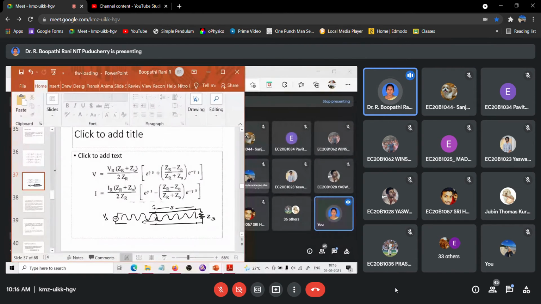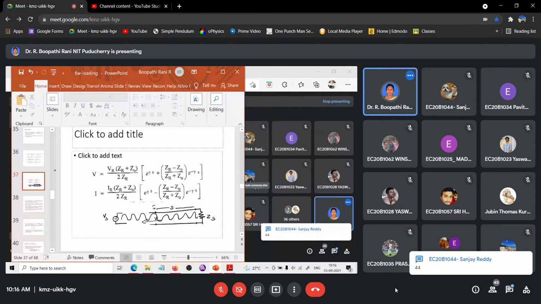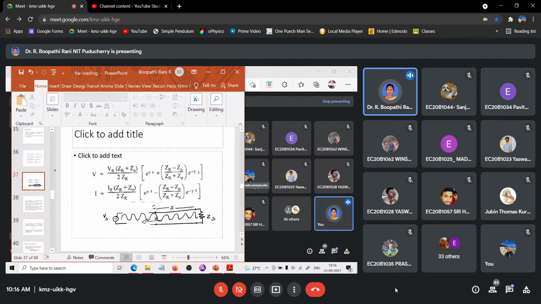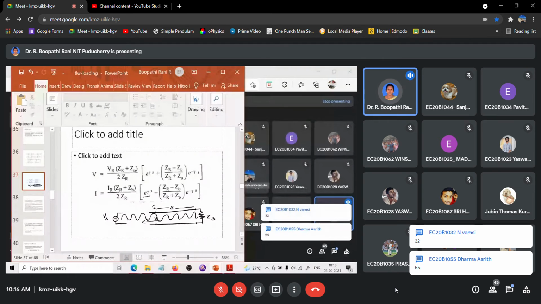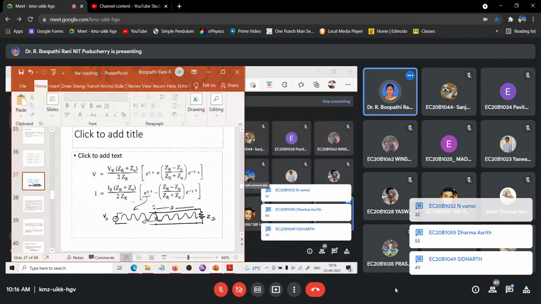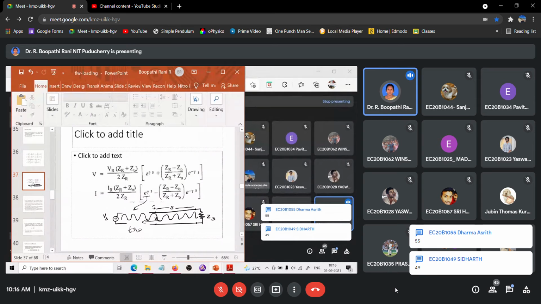Don't consider how I have drawn this. Consider this as only a sine wave. Once the transmission line is lossy, the wave will travel along the transmission line with reduced amplitude. So as s increases, we are going towards the source. So this quantity denotes that component. This is denoting the transmitted signal.